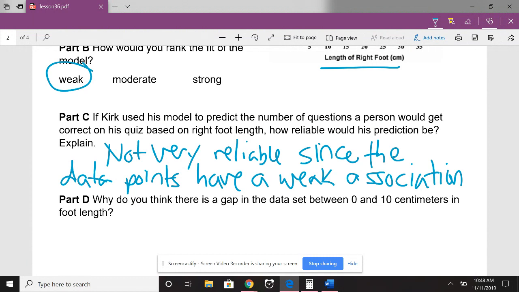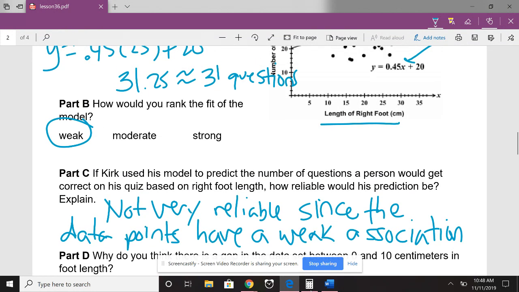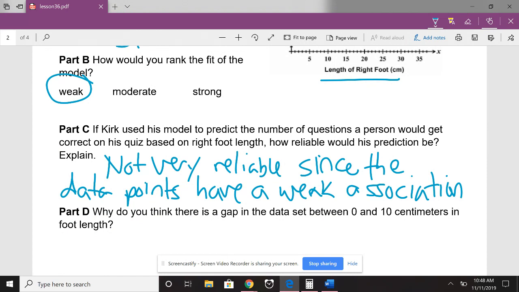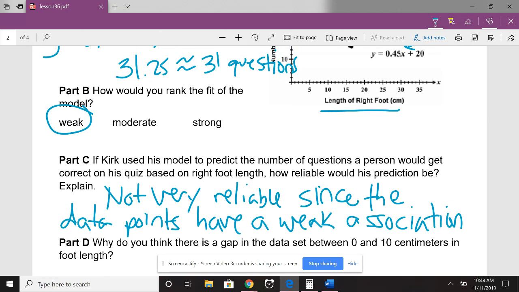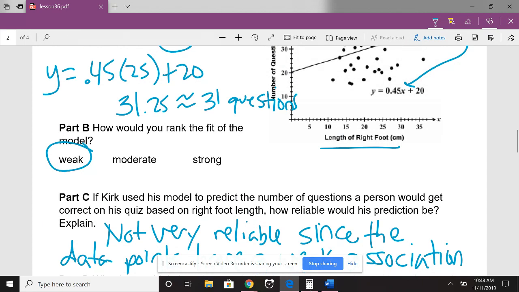Why do you think there's a gap between 0 and 10 centimeters in foot length? Because not many people have that size foot. Think about it. Between 0 and 10 centimeters, not many people have that size foot.